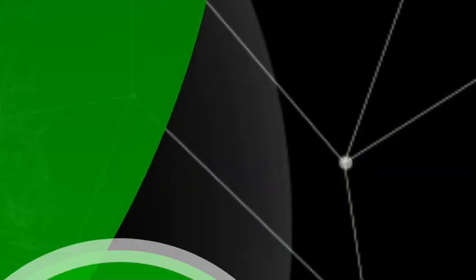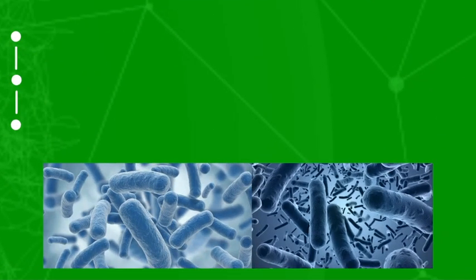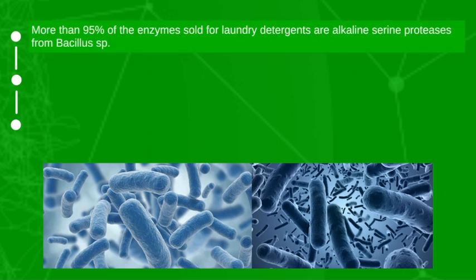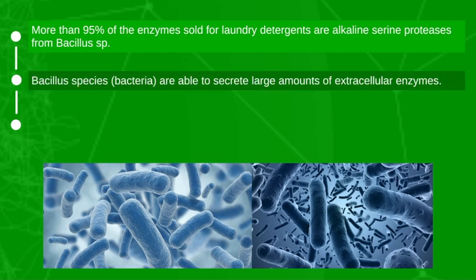Now we will talk about Bacillus. Alkaline serine proteases from Bacillus species make up more than 95% of the enzymes sold for laundry detergents. More than 20 different new proteases are fit to use in detergents, but most of the proteases that are used today are from the Bacillus species. This species of bacteria is used mainly due to its ability to secrete large amounts of extracellular enzymes.